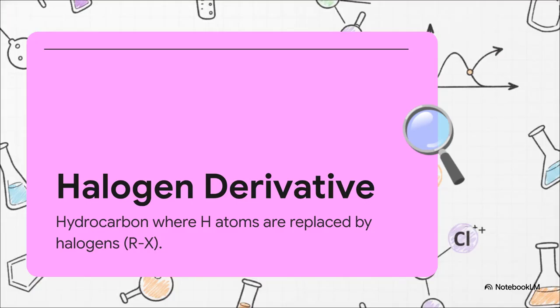Whenever you spot the general formula R-X, you're looking right at a halogen derivative. It's that simple. The R is just your carbon framework, your alkyl or aryl group, and that X is your halogen. So if we take methane and swap one hydrogen for a chlorine, we get chloromethane. It seems like a tiny substitution, but honestly, it changes absolutely everything about how that molecule behaves.